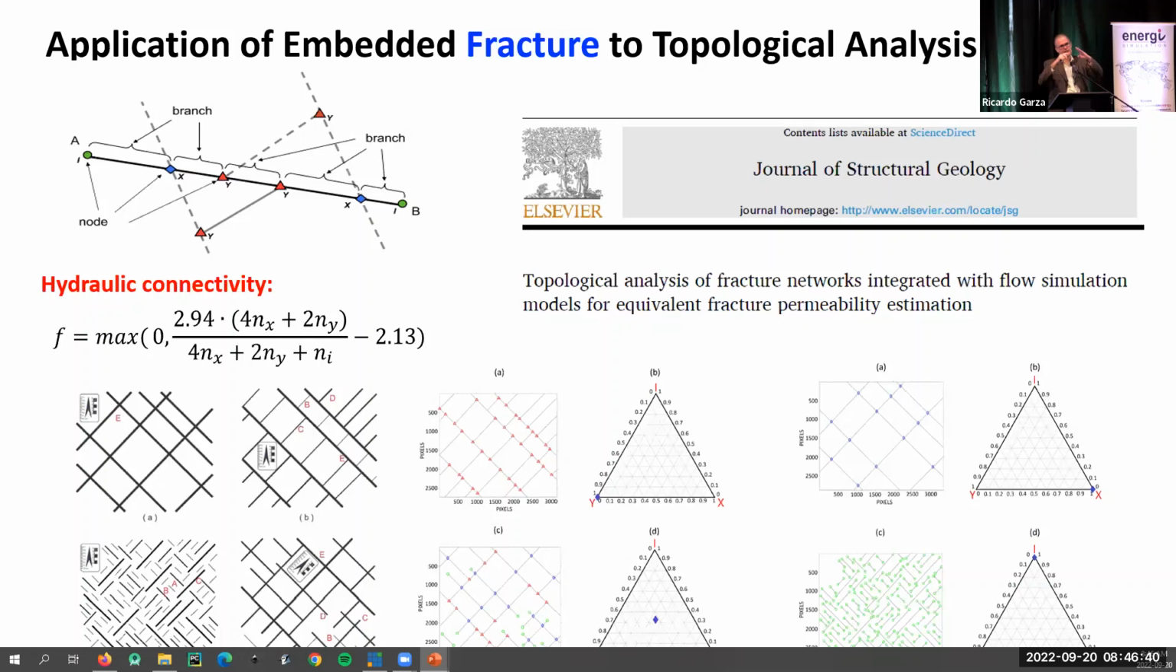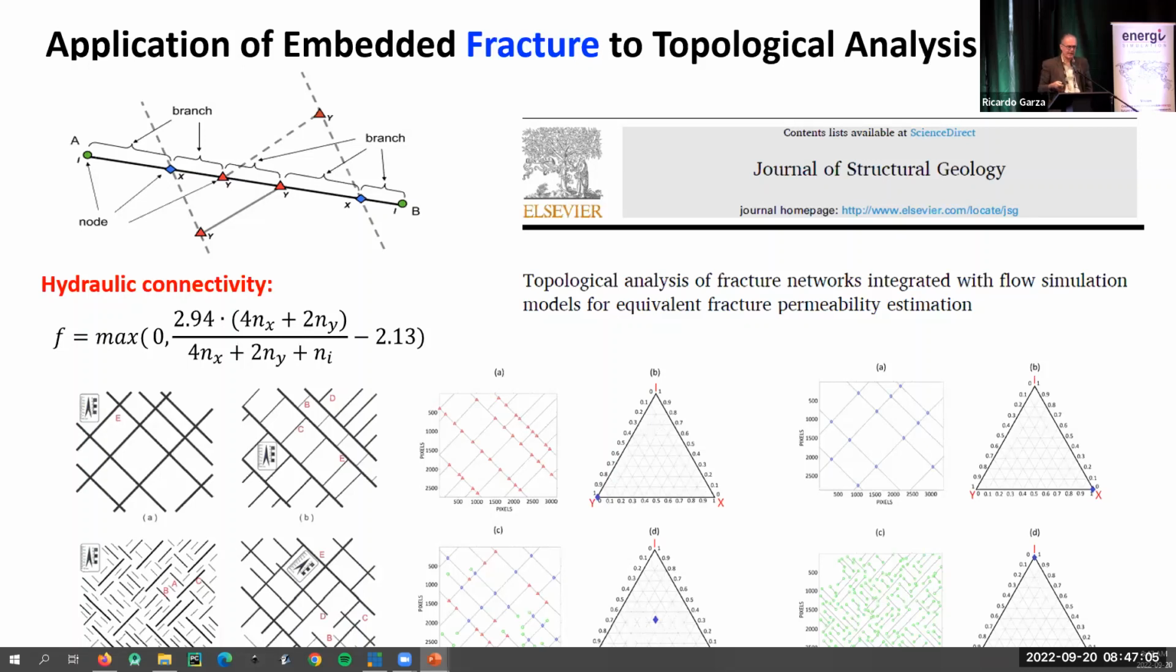We can have an I-type termination, where a fracture termination is isolated from the others. We can have a Y-type termination, when one fracture ends into another fracture. And we have an X-type termination when two fractures cross each other.